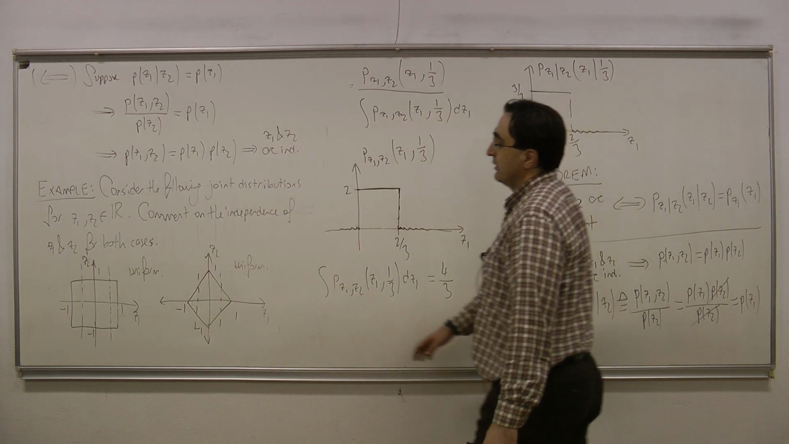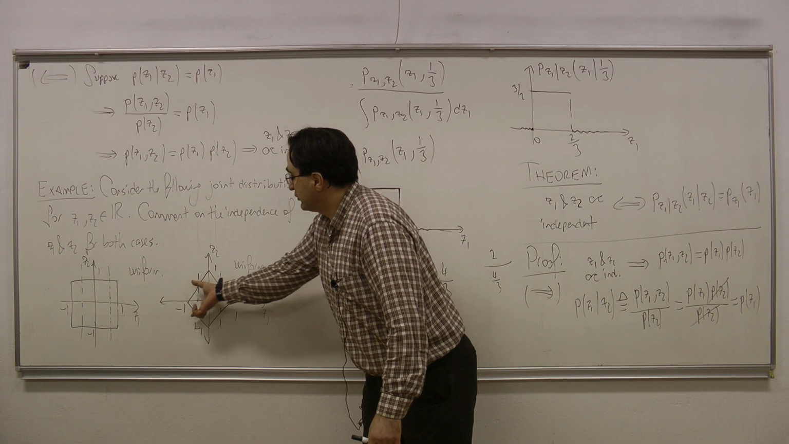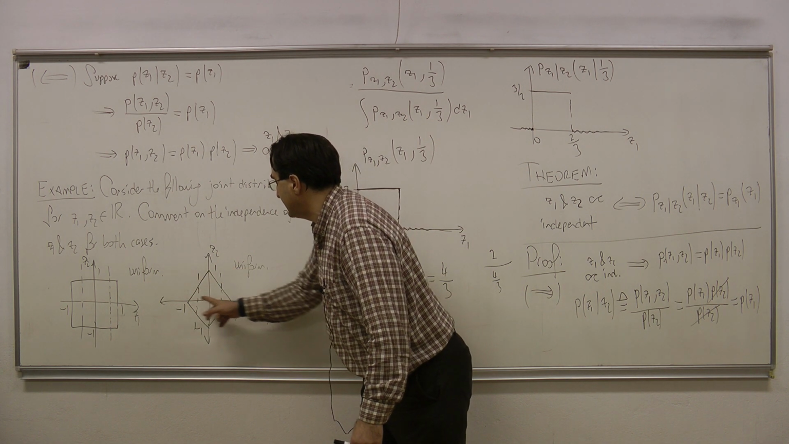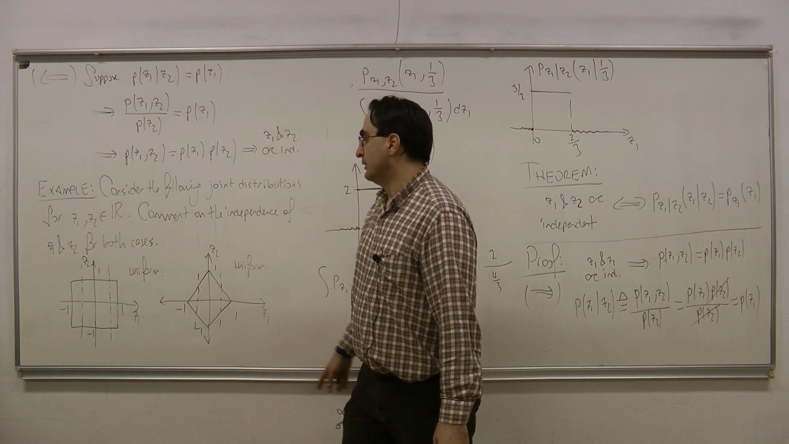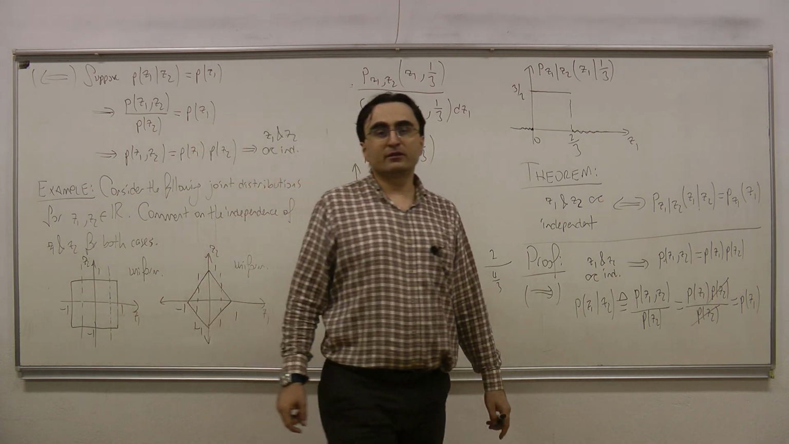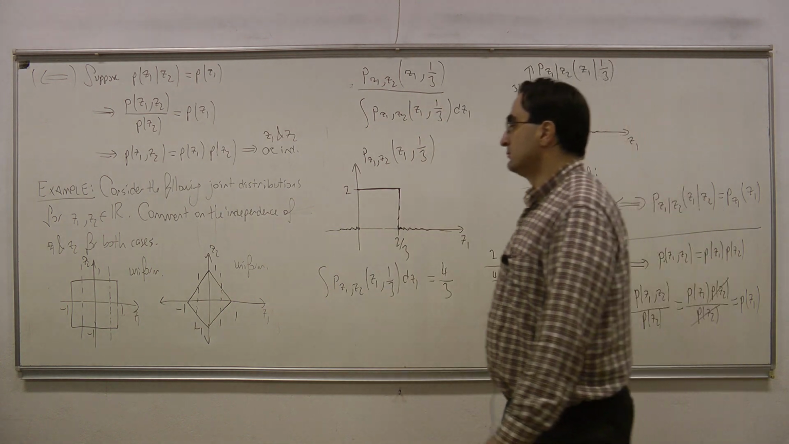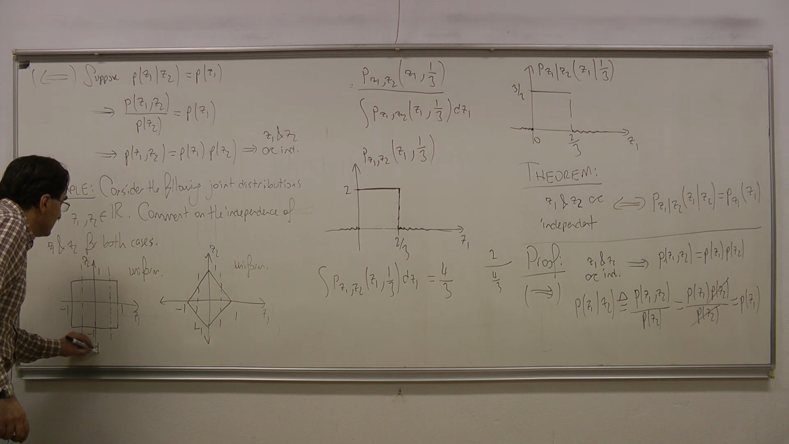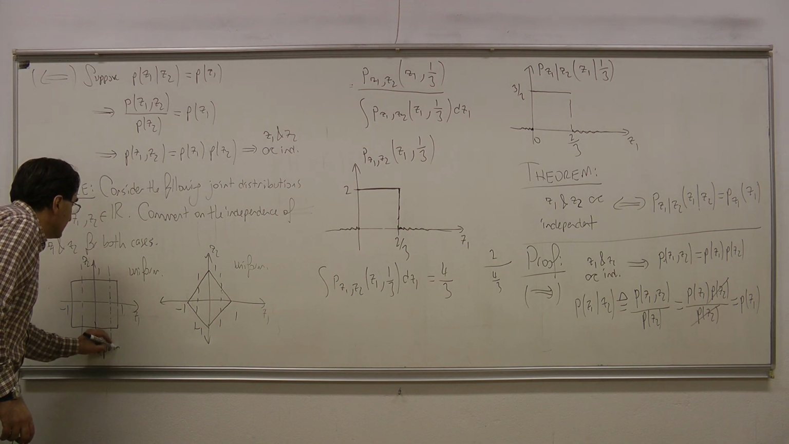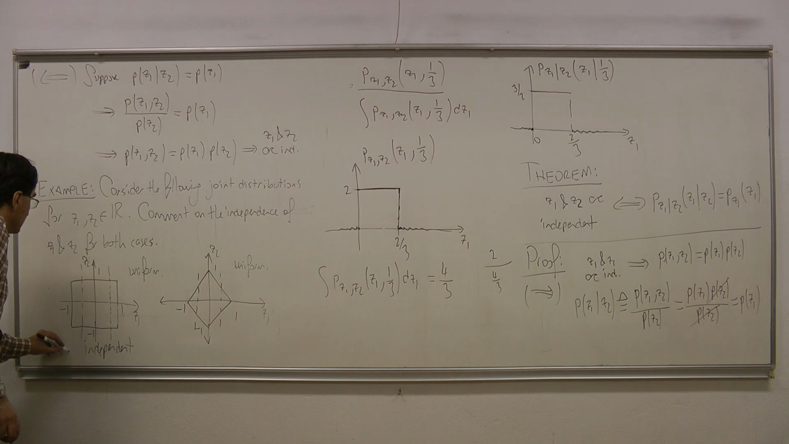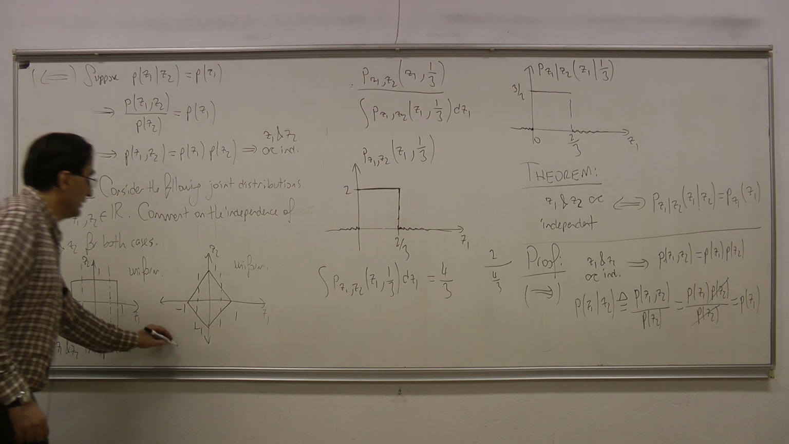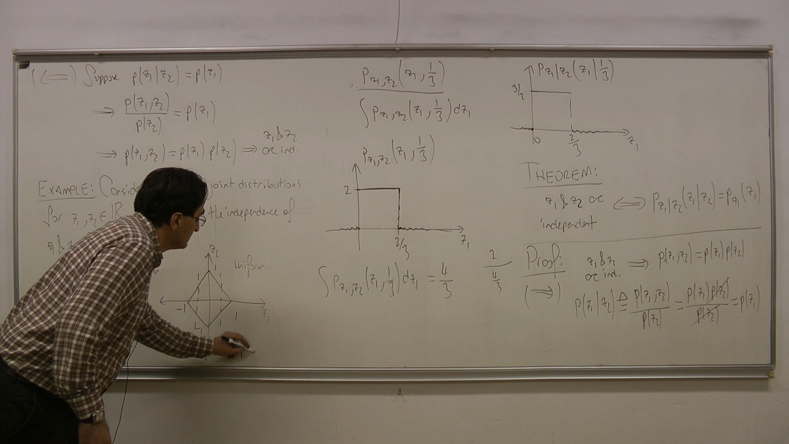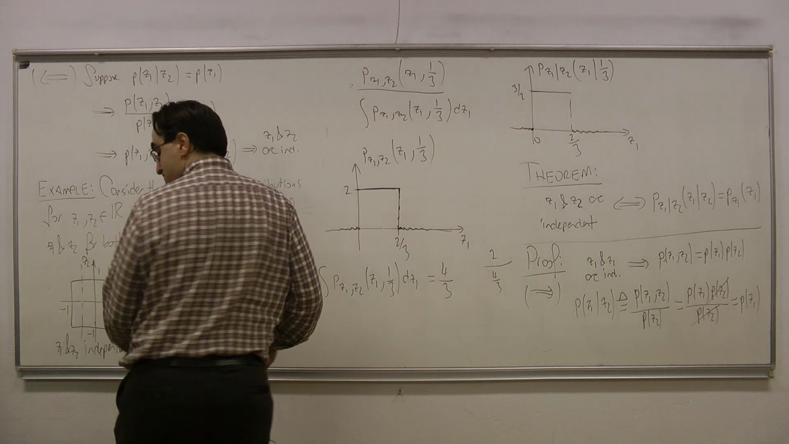Therefore, the conditional distribution of Z2 given Z1 would change depending on the value of Z1. Here, on the other hand, it is independent of the Z1 value. That means that in this case I have independent Z1 and Z2, and in this case Z1 and Z2 are dependent.